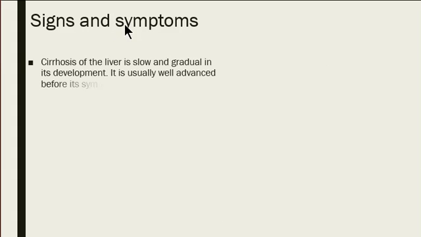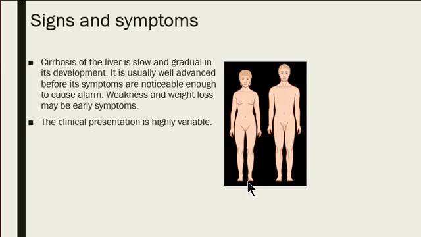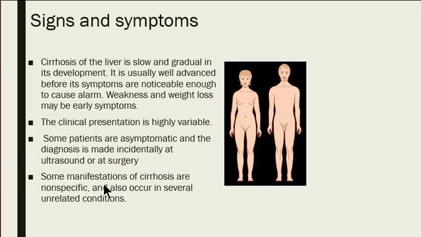of liver cirrhosis. Now, cirrhosis of the liver is a slow and gradual process in its development, as I've told you. It is usually well advanced before its symptoms are noticeable enough to cause alarm, and the early symptoms may be weakness and weight loss. Now, the clinical presentation is highly variable, and most of the times the patients may even be asymptomatic, and the diagnosis may be made incidentally at ultrasound or surgery. Some manifestations of cirrhosis are non-specific even and may also occur in several unrelated conditions.